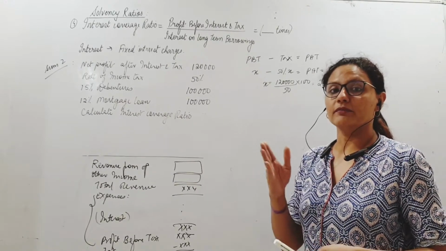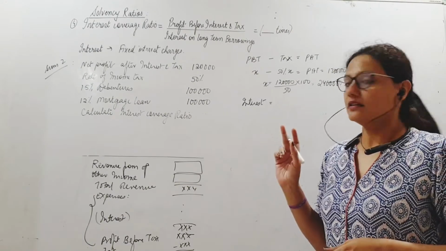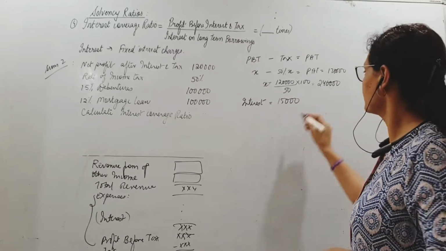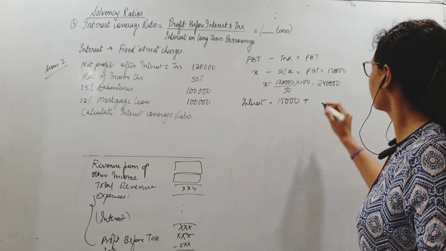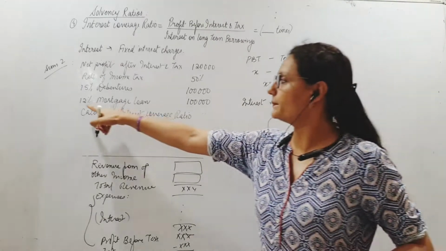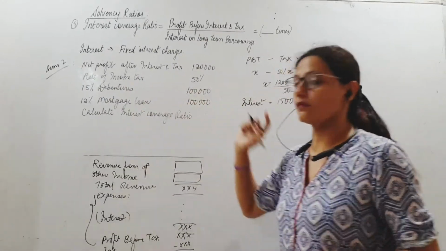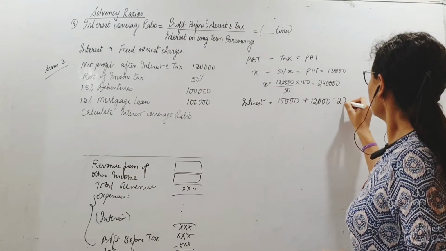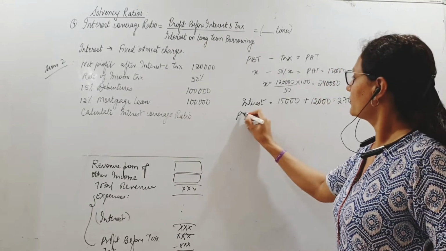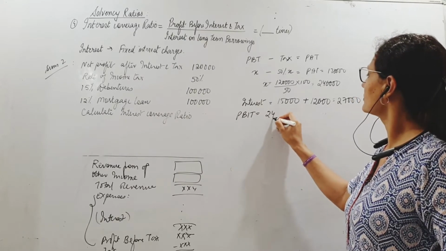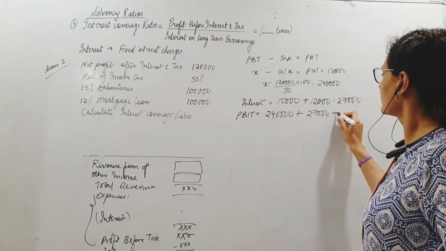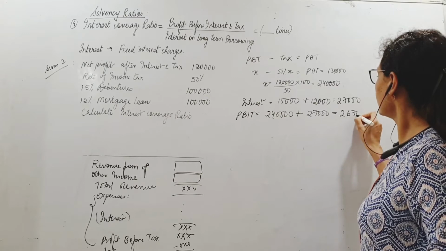I need to find profit before interest and tax. So let me calculate. 15% debentures, 12% mortgage loan. 12% of 1 lakh is 12,000, 15% of 1 lakh is 15,000. 27,000 is the total interest, right? Therefore, profit before interest and tax will be how much? Profit before tax plus interest, which is 2,67,000.